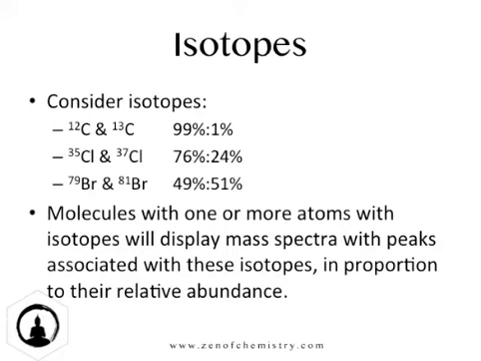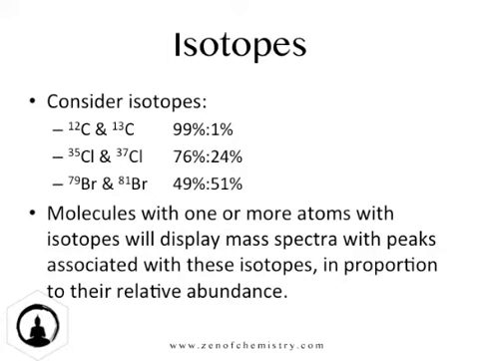A carbon-13 is going to give you a molar mass of 61. So we've got carbon isotopes, chlorine isotopes and bromine isotopes, and they're all in different relative abundances. Molecules with one or more atoms with isotopes will actually display mass spectra with peaks associated with these isotopes. So we generally deal with the molar mass of different atoms.